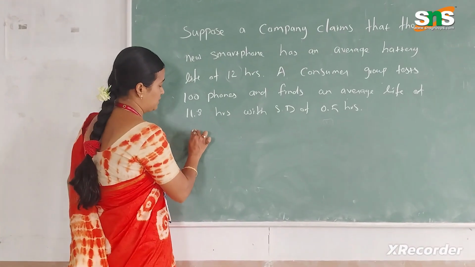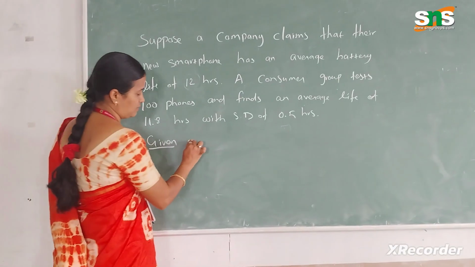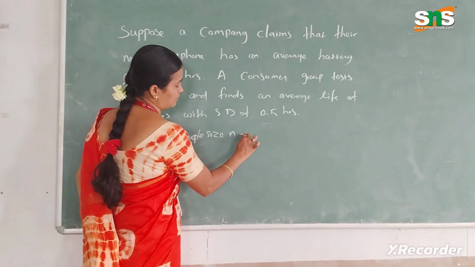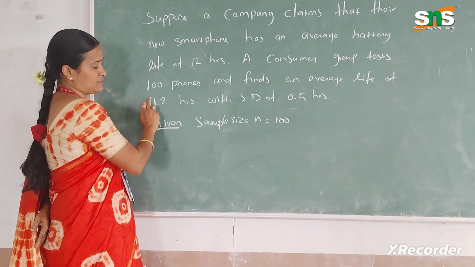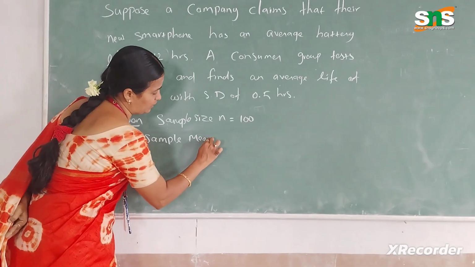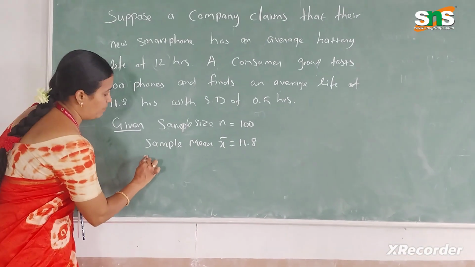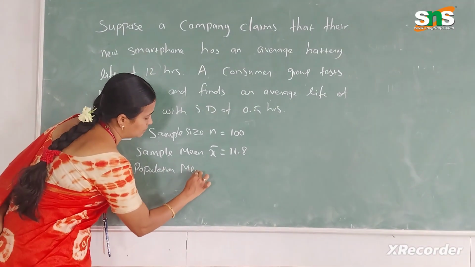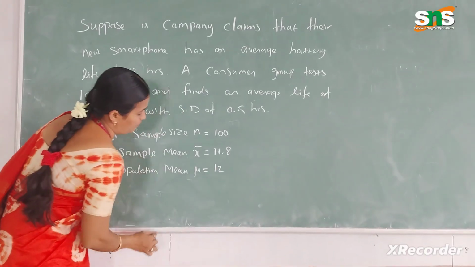So what are the details given? First, n is the sample size. It is denoted by small n. We have to take 100 smartphones. Next, x bar is the sample mean. It is denoted by x bar. In the given problem the value is 11.8. Population mean is given by mu, and the value is 12.